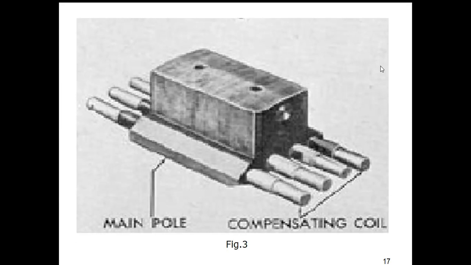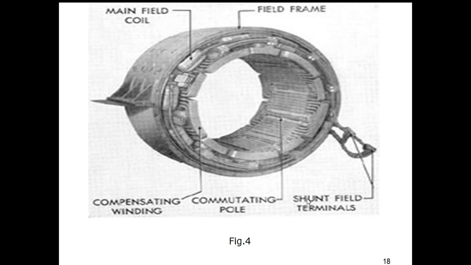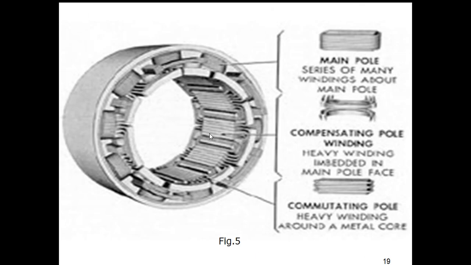Practically, it will be like this. This is the pole shoe, pole core, and these are the compensating coils. This is also a practical diagram which shows the main field coils, and this is the field frame. These are the shunt field terminals. Here the compensating winding is placed. These are the diagrams. Now, how much compensating winding we should introduce, we will see in the derivation.